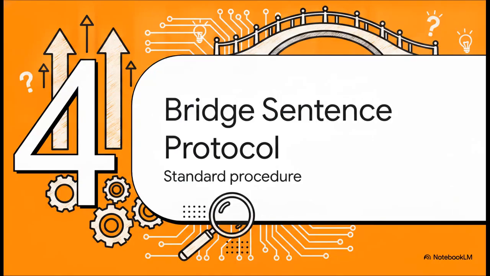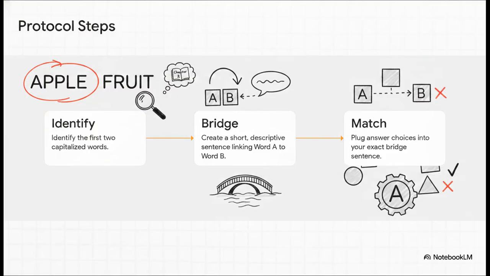Let's get into Section 4, the bridge sentence protocol. So how exactly do we build that rigid sentence? This right here is the standard operating procedure that every single investigator must use to guarantee accuracy. It's a foolproof 1-2-3 protocol drawn straight from Chapter 2 of our source text.